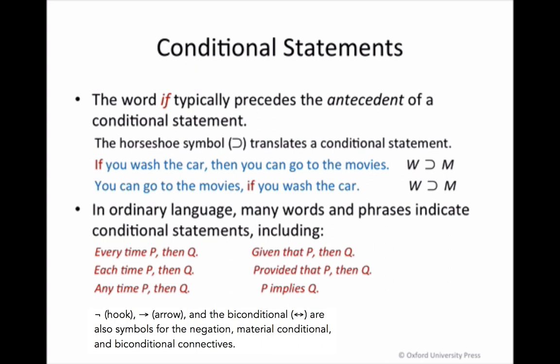In addition, in ordinary language, many words and phrases indicate conditional statements. For example, every time, each time, anytime, given that, provided that, and P implies Q. So what you want to do is think about your ordinary language sentence, when you see connectives, as looking at joints or hinges. I'll say more about that in a little bit, but your operators, which are the logical notations for your connectives, are the joints or hinges of your sentences.